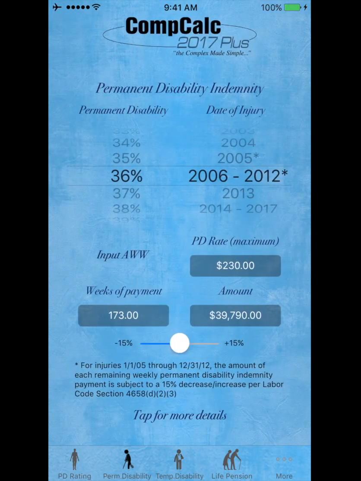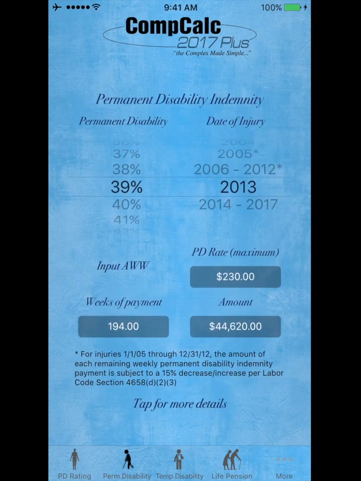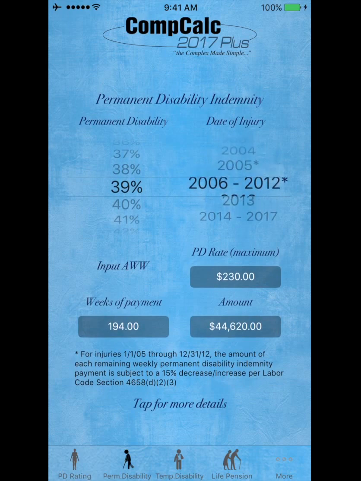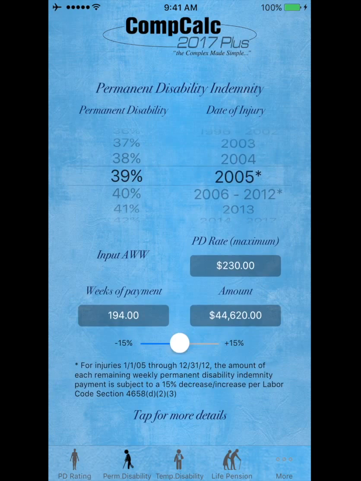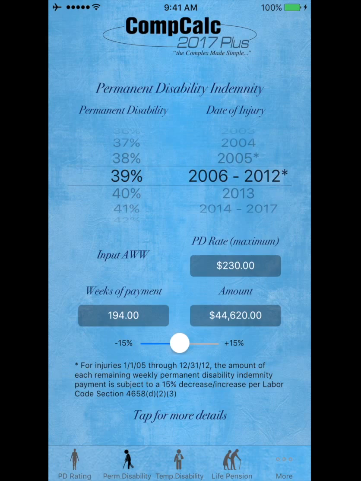Now this is the same with each and every module. Either we have a roller, and I just went up to 39%. On the date of entry, we have a roller. I'm going to go up to 2013. One of the things I want you to be aware of is if you're at 2005 asterisk, through 2006 to 2012, there is a 15% up or down to calculate it. And you just tap on it and slide it left or right.